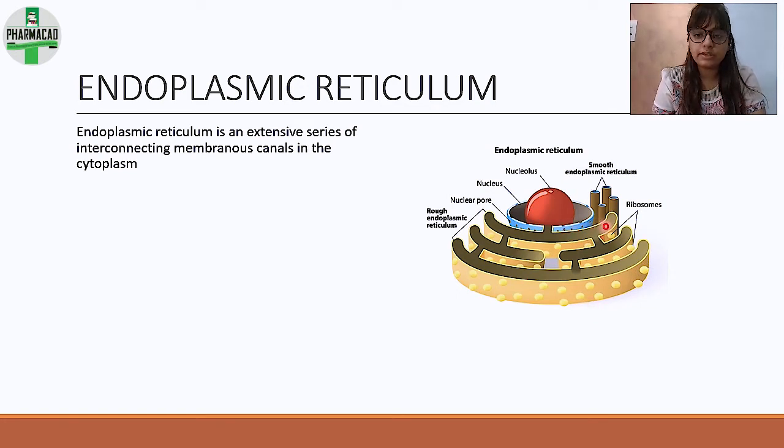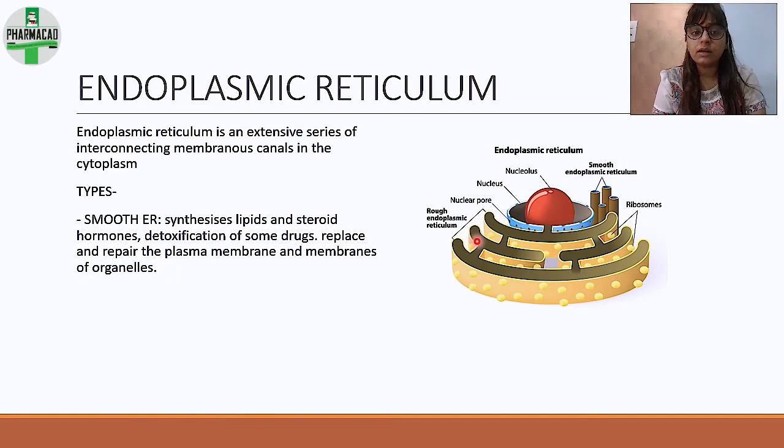Look at this, these are canals. Now what is endoplasmic reticulum? It is an extensive series of interconnected canals. Here you can see this is an interconnection, like the city of Venice, except it is there in our bodies and we don't need a passport. Types: smooth and rough, like we talked about.